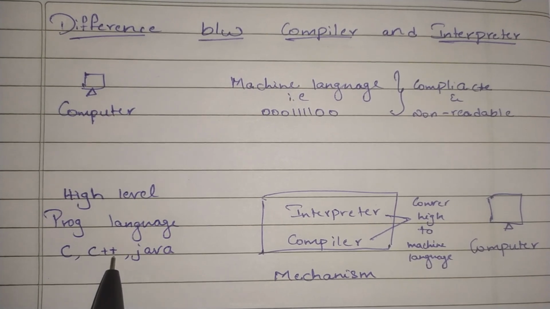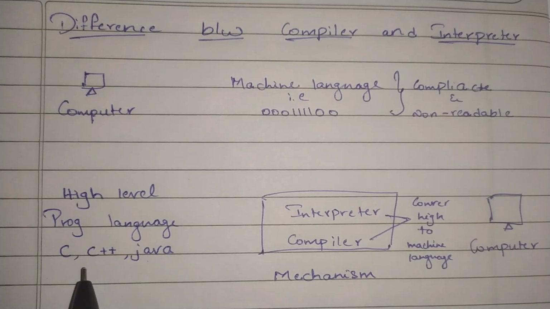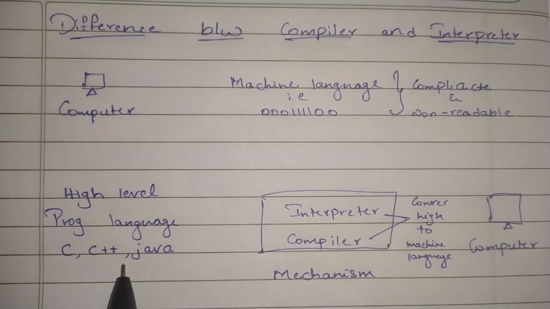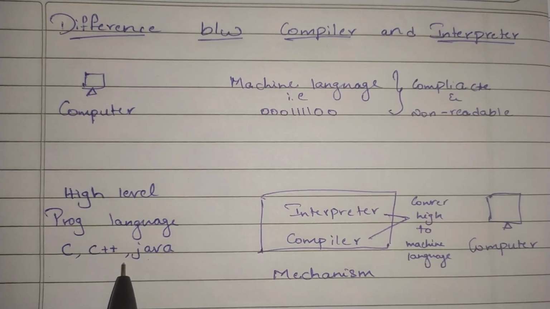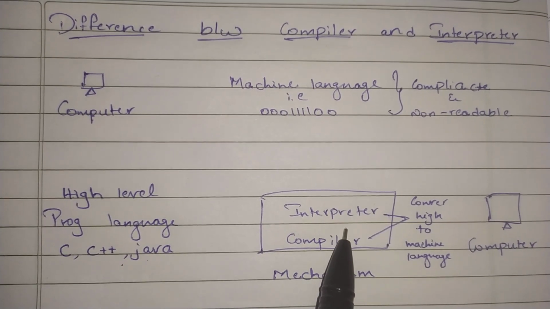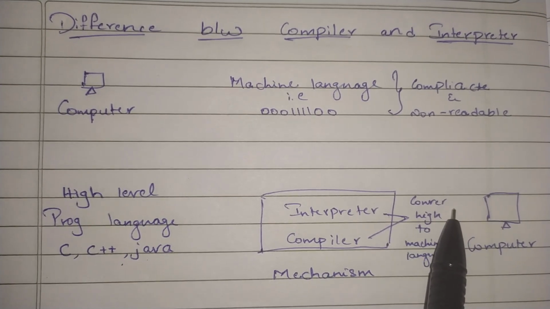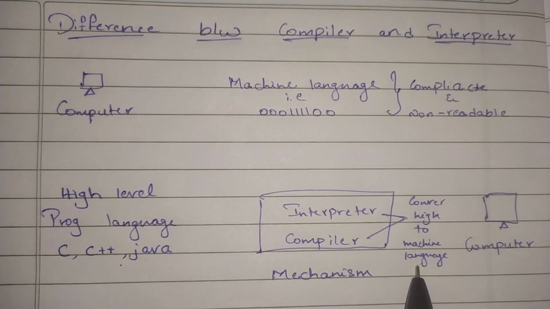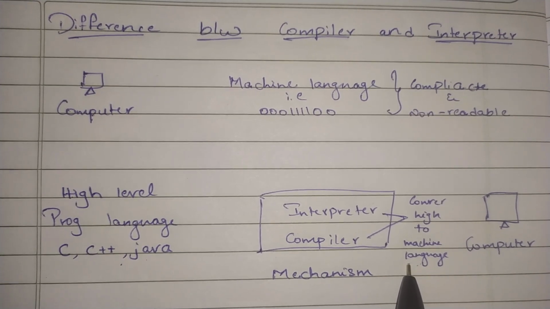Those will be like C, C++ or Java. Here also, these high level languages are written in a way that humans can understand, but they are still not understood by the computers. For that, we have a mechanism called compiler and interpreter. Basically, what this does is convert the high level programming language to the machine language. So it converts the source code to zeros and ones, and then we get the output.